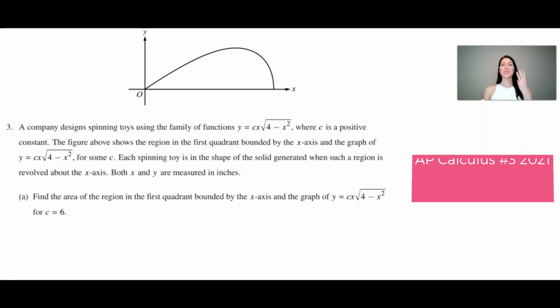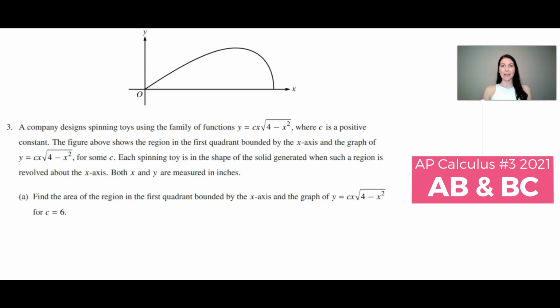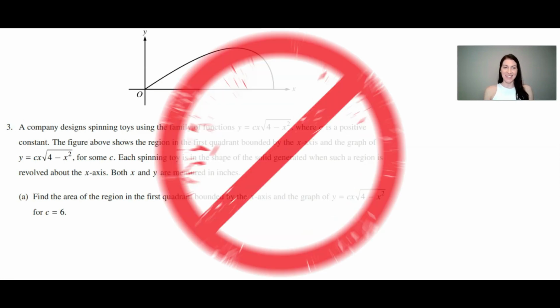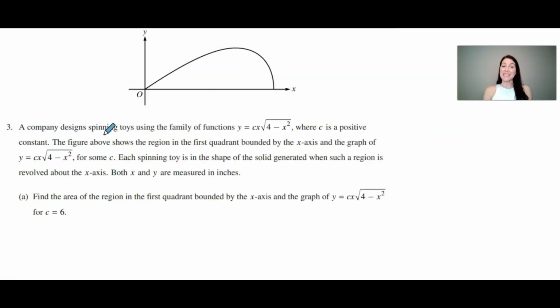Here is question number 3 from the AP Calculus exam, and put those calculators away because this one is a non-calculator question. All right, this problem reads, a company designs spinning toys using the family of functions y equals cx square root of 4 minus x squared, where c is a positive constant. The figure above shows the region in the first quadrant bounded by the x-axis and the graph of that same exact function for some c. Each spinning toy is in the shape of a solid generated when such a region is revolved about the x-axis. Both x and y are measured in inches, and because they give us that unit, we'll want to make sure to give our answers with units.